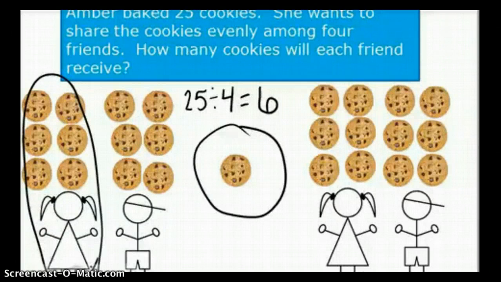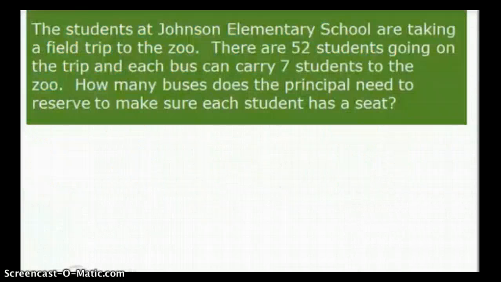It's important to understand that the remainder of 1 is related back to the word problem. Sometimes we will need to ignore the remainder, and other times we may need to round up based on the problem. In this example, we can just ignore the extra cookie. We've done everything the problem asks. Each friend has an even amount of cookies. Let's see how this works in a problem.